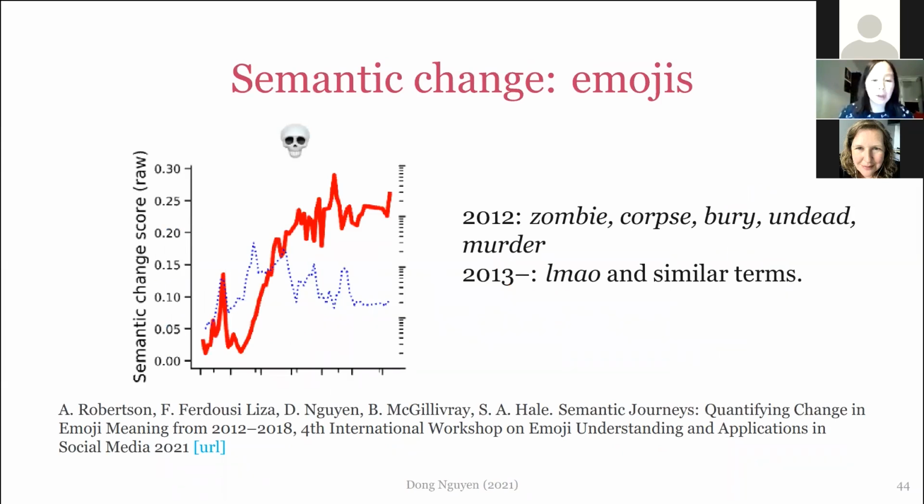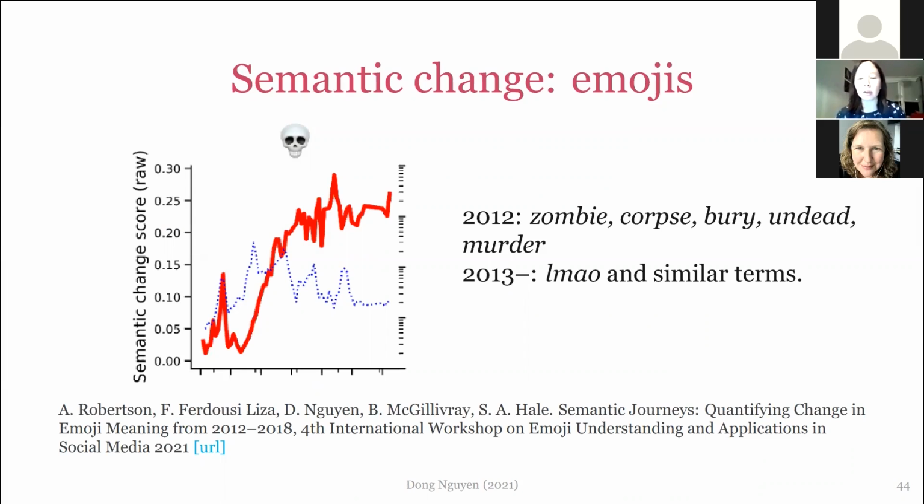The final example that I'd like to give is a more recent study where we used the same approach, but then we looked at how the meaning of emojis is changing over time. So this is one emoji that was highlighted by the system, which is the skull emoji. If we look at words that were close to the skull emoji in 2012, these were words like zombie, corpse, bury, undead, and so on.